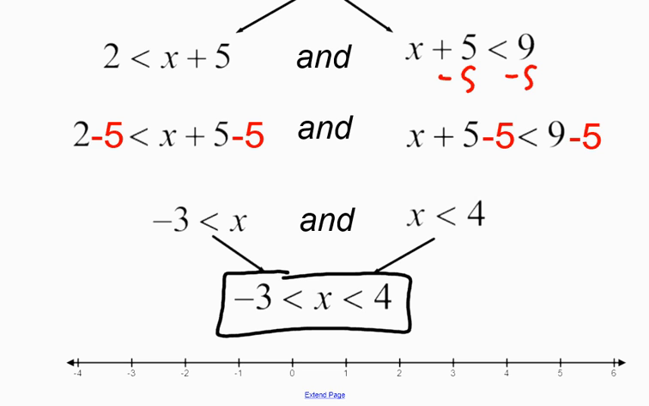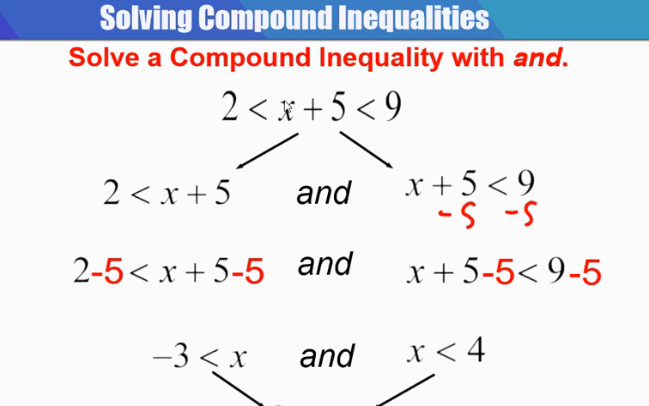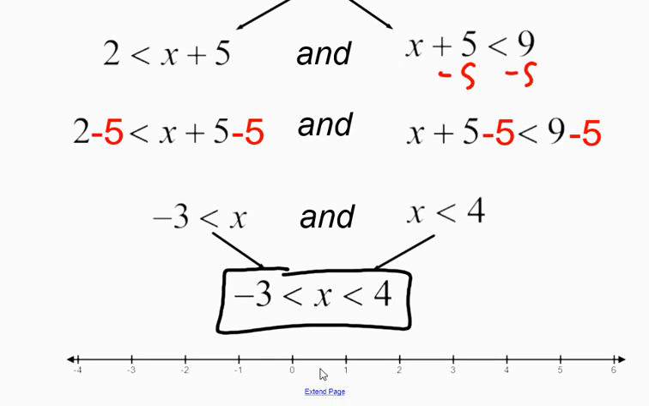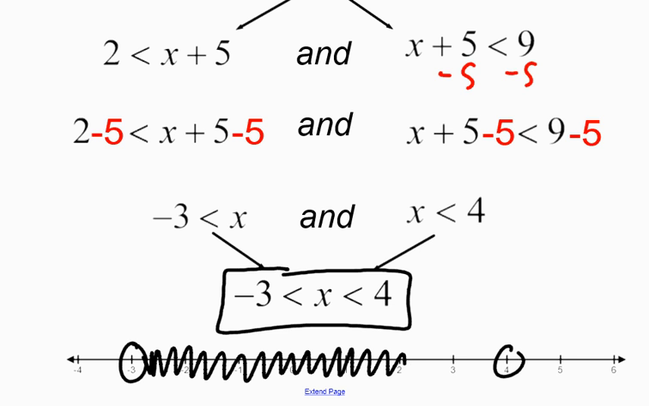How about 0? If I put 0 in here, I end up with 0 plus 5 is 5. And is 5 somewhere between 2 and 9? Yes, it is. 5 is bigger than 2 and less than 9, so 0 works. Any number in between negative 3 and 4, not including those numbers, would work. So there is my solution set, any number in that shaded in region. So that's one way of solving an and, is to split it into the two statements.